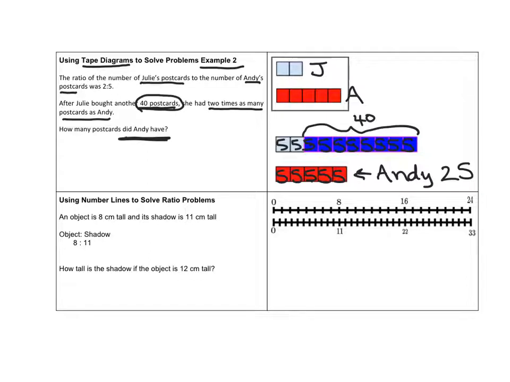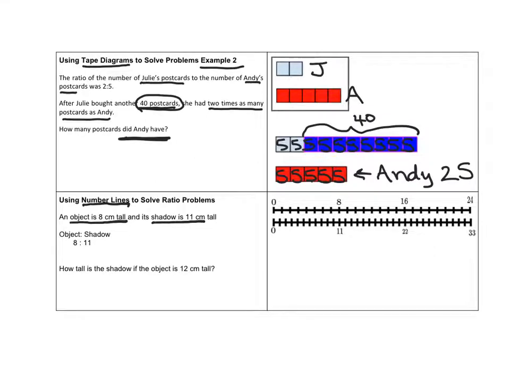The fourth problem we're going to look at is using number lines. And again, your assessment focuses on representation in mathematics. So this is another form of representation using a double number line. And this problem you've seen before as well. It says an object is 8 centimeters tall and its shadow is 11 centimeters tall.